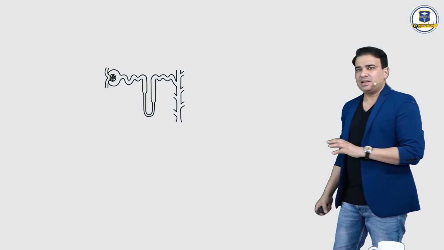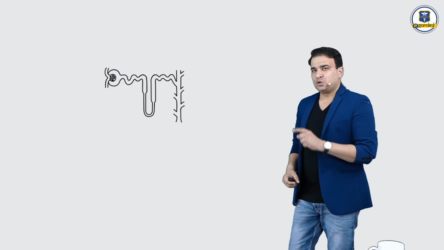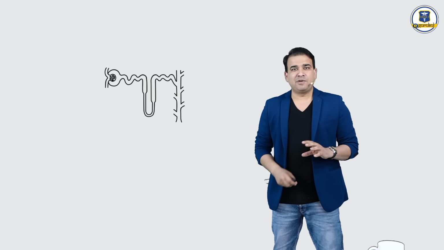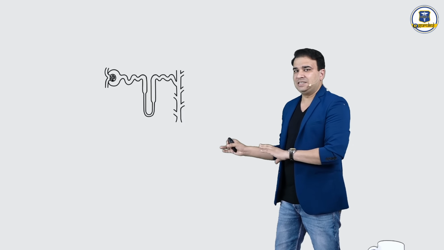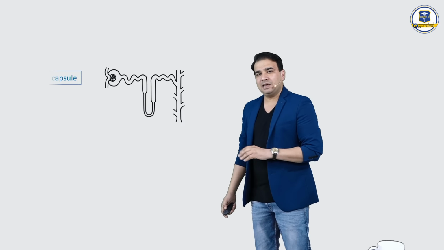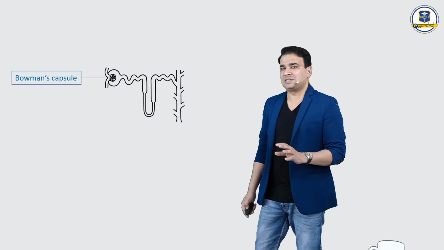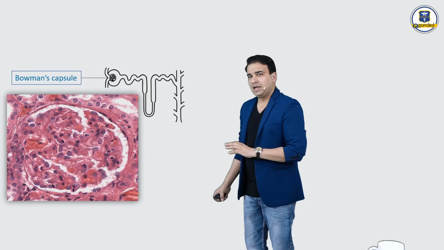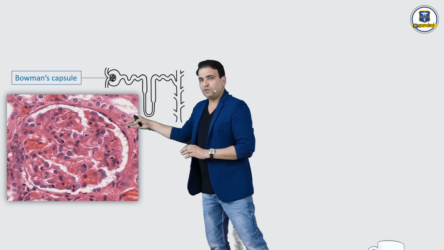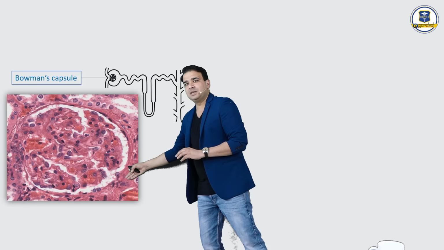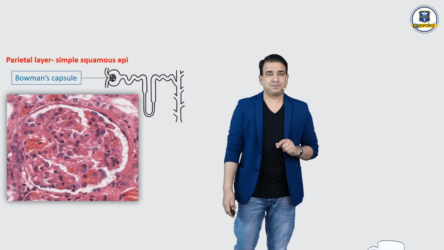So guys, in this section, let's talk about the lining epithelium of the urinary tract. Now you're looking at the picture of the nephron. So in this, let us talk about the lining epithelium of the Bowman's capsule, PCT and the DCT first. Now the lining epithelium of the parietal layer of the Bowman's capsule is the simple squamous epithelium, as you can see in this picture here. Now this is the parietal layer of the Bowman's capsule, and the lining epithelium here is a simple squamous epithelium.